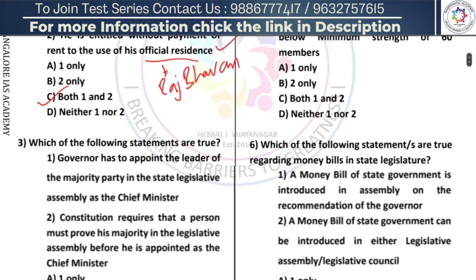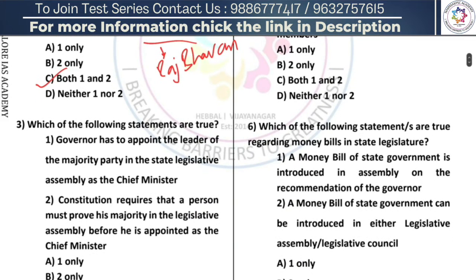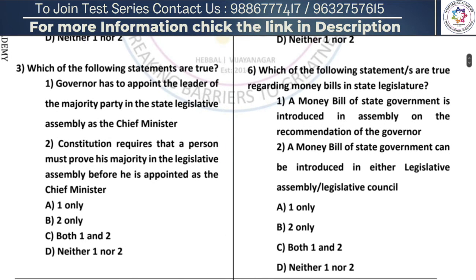Going forward to the next question, which of the following statements are true? Statement 1, governor has to appoint the leader of majority party in the state legislative assembly as chief minister. Statement 2, constitution requires that a person must prove his majority in the legislative assembly before he is appointed as the chief minister. Option A is 1 only, option B is 2 only, option C is both 1 and 2, option D is neither 1 nor 2.